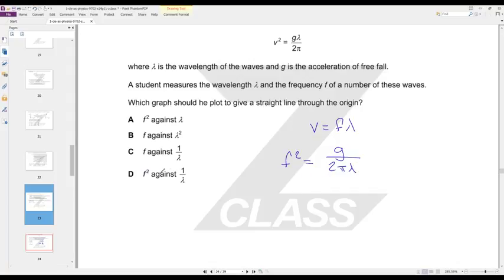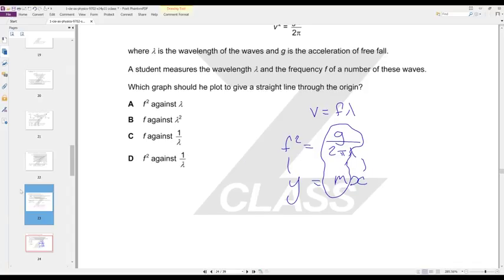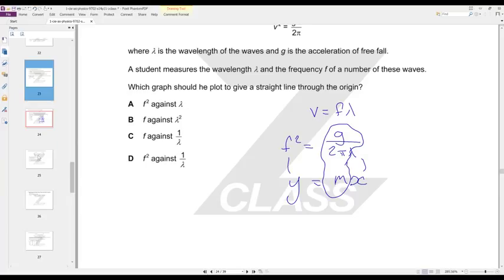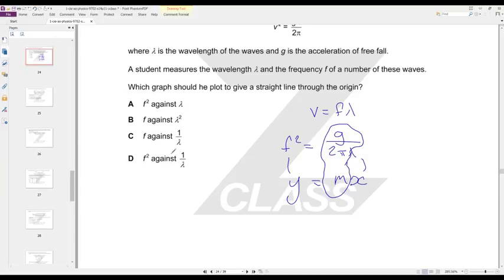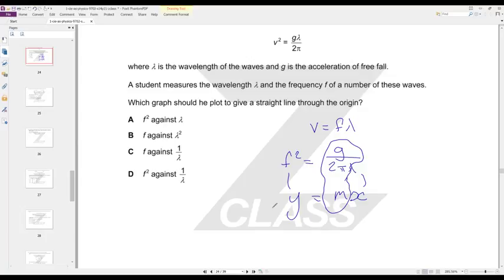And therefore you can plot f squared against 1 over lambda to get a straight line graph, because that links with y equals mx, where your gradient m is g over 2 pi, your 1 over lambda is x, and your f squared is y. That is a very important one to pay attention to, because this idea of turning something into y equals mx, usually mx plus c, but in this case there is no plus c, is very important for all sorts of experimental ideas later on.